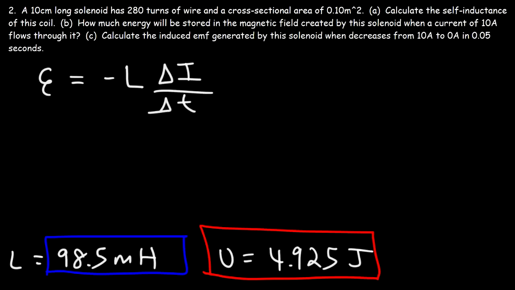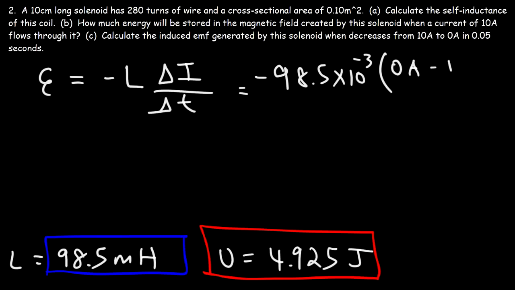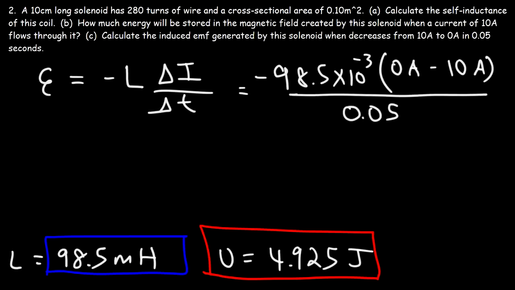So the EMF generated by this solenoid or any inductor is based on the inductance and how fast the current is changing, either increasing or decreasing. So the inductance is 98.5 times 10 to the minus 3 henries. Now the change in current, the final current is 0, the initial current is 10, so the change in current is negative 10. The change in time is 0.05 seconds.